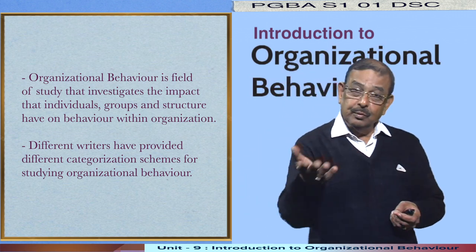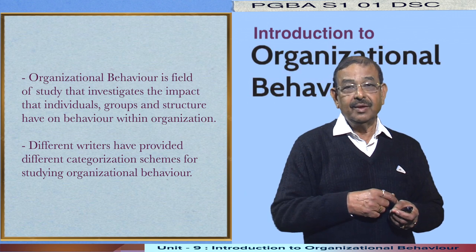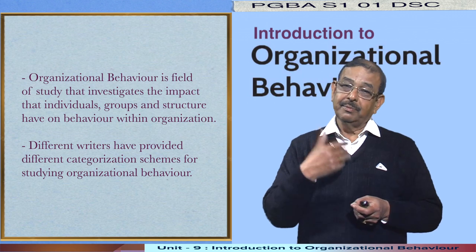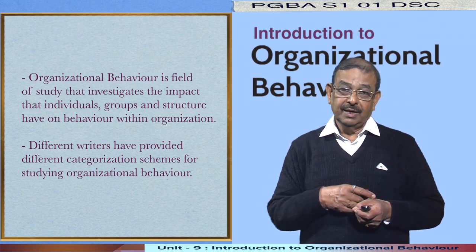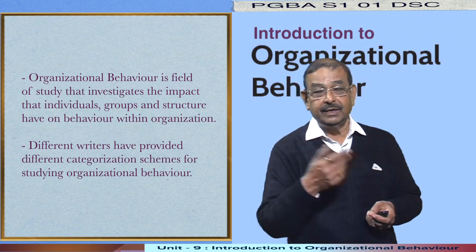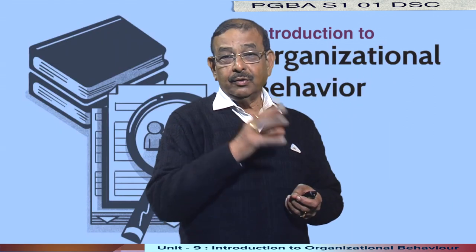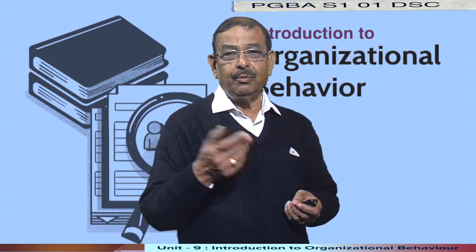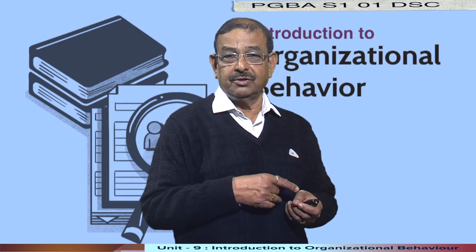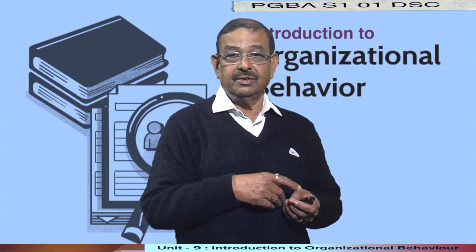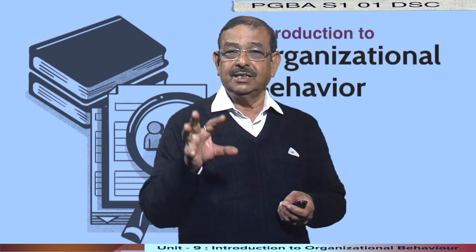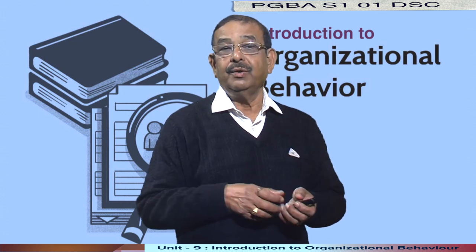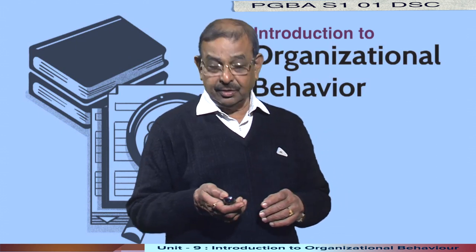To that extent, different schools and theories have been discussed. Different writers have provided different categorization schemes. We have discussed Henri Fayol, Frederick Winslow Taylor, Elton Mayo, human relations, and the bureaucratic type of organization. So in order to have an understanding, we can identify various theories: Frederick Winslow Taylor's theory, Henri Fayol's theory, the Hawthorne studies, and Max Weber's bureaucratic theory. All these theories, approaches, schools, and categories give us some idea for looking at organizational behavior.